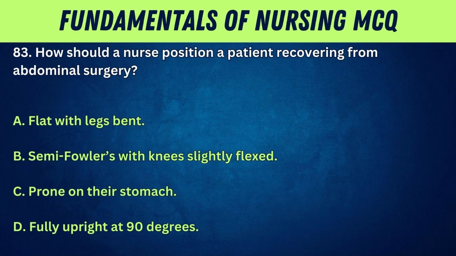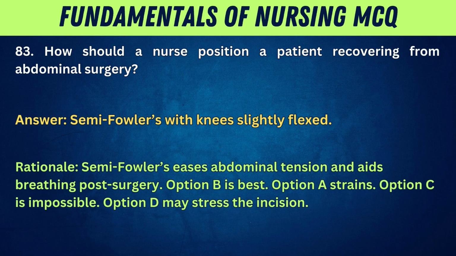83. How should a nurse position a patient recovering from abdominal surgery? A. Flat with legs bent. B. Semi-Fowler's with knees slightly flexed. C. Prone on their stomach. D. Fully upright at 90 degrees. Answer. Semi-Fowler's with knees slightly flexed.